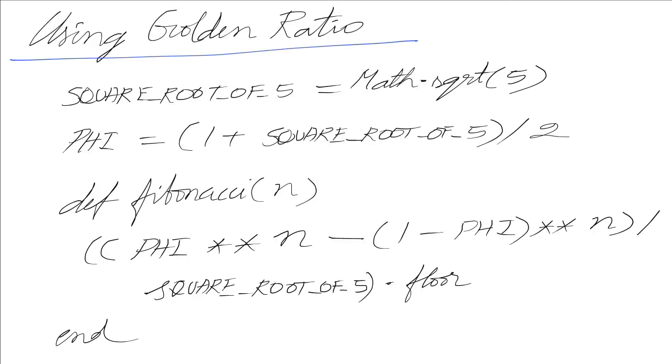We can also use the golden ratio to compute Fibonacci. In this case, we can just plug in the values into the formula, and this will be dependent on the time complexity of the square root function we'll be using as part of the language.